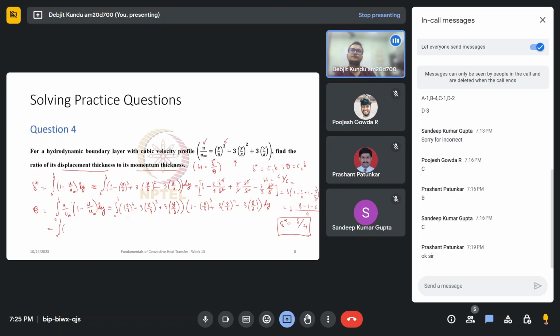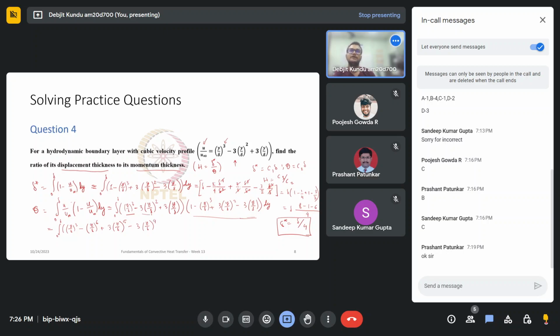Okay. So first we will multiply this term y by delta cubed to all four of these. So y by delta cubed, minus y by delta to the power 6, plus 3 into y by delta to the power 5, minus 3 into y by delta to the power 4.